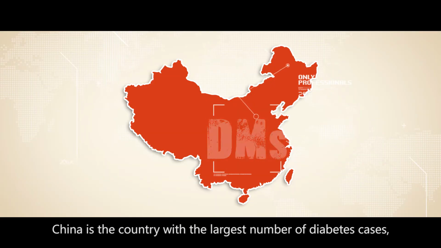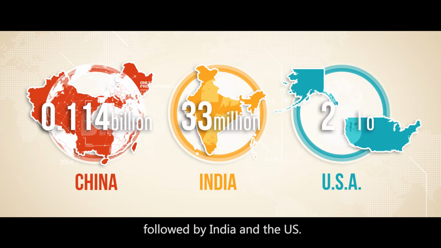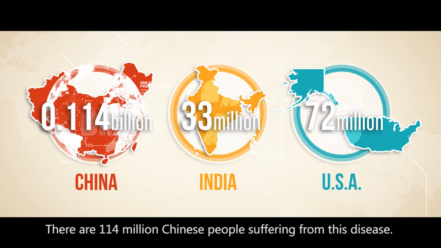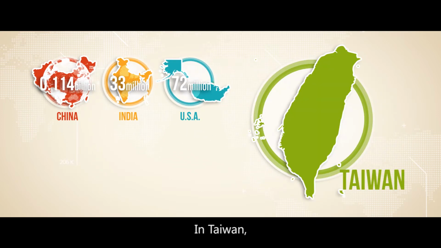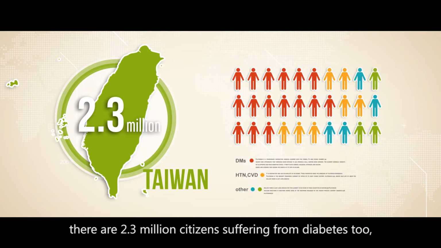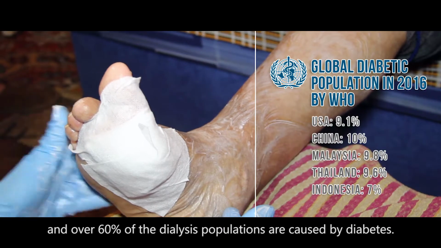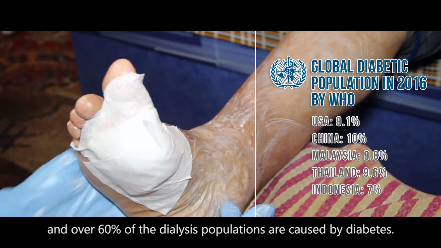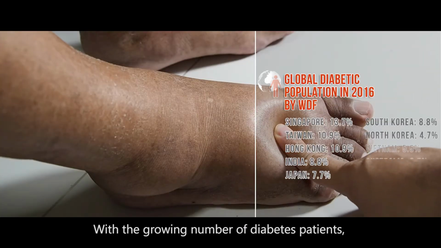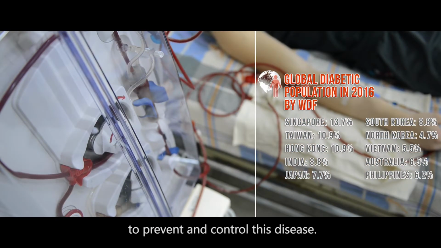China is a country with the largest number of diabetes cases, followed by India and the US. There are 114 million Chinese people suffering from this disease. In Taiwan, there are 2.3 million citizens suffering from diabetes too. And over 60% of the dialysis populations are caused by diabetes. With the growing number of diabetes patients, governments around the world are struggling to prevent and control this disease.